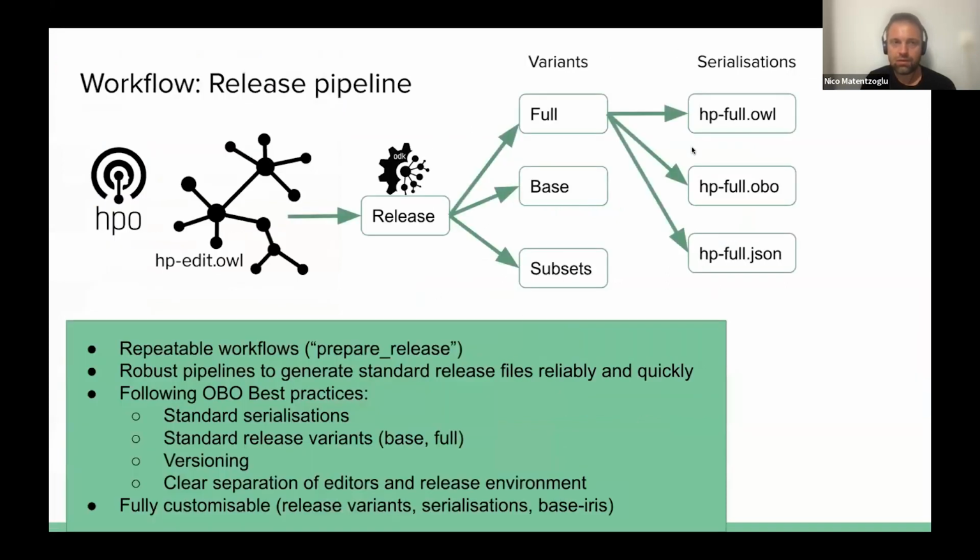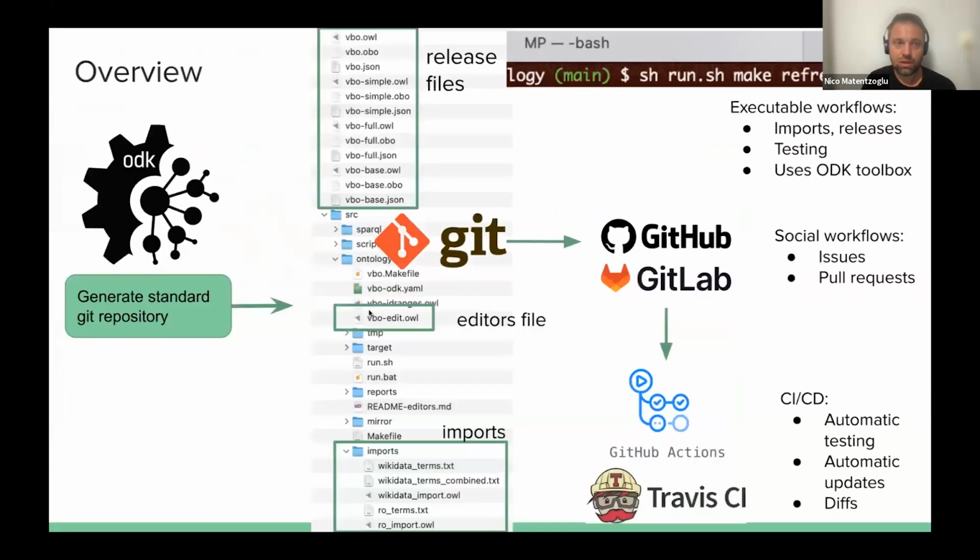Lastly, we have a pipeline for generating different kinds of release flavors, like different serializations, like OWL format, OBO format, JSON format, and different kinds of variants of the ontology. So all of these are standard protocols on how to generate them.